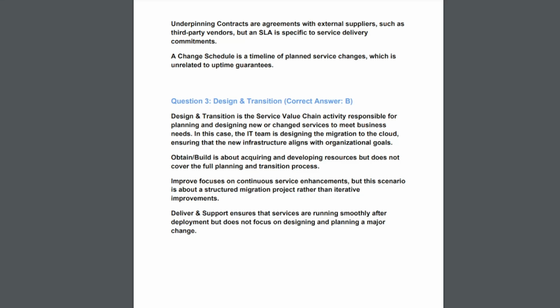Obtain/build is about acquiring and developing resources, but does not cover the full planning and transition process. Improve focuses on continuous service enhancements, but this scenario is about a structured migration project rather than iterative improvements. Finally, deliver and support ensures that services are running smoothly after deployment, but does not focus on designing and planning a major change.